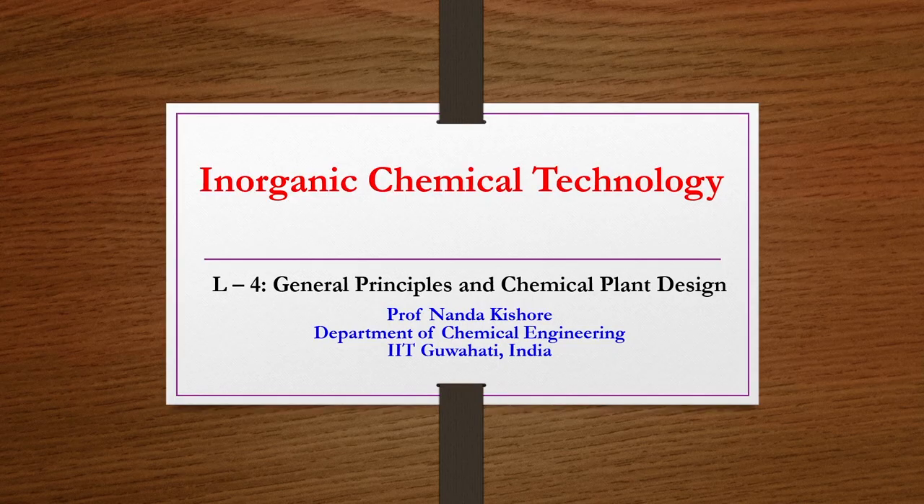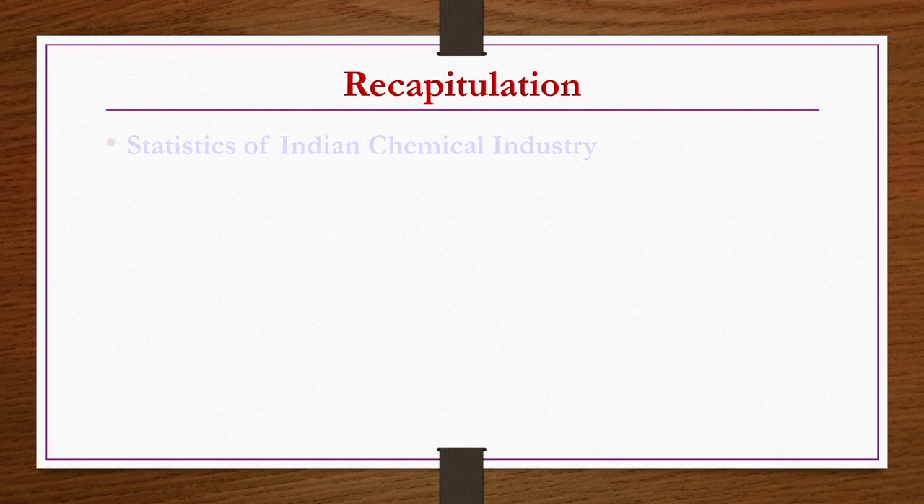Welcome to the MOOCs course in Organic Chemical Technology. The title of today's lecture is General Principles and Chemical Plant Design. Before going into the details of today's lecture, we'll have a kind of recapitulation of what we have seen in the last couple of lectures.